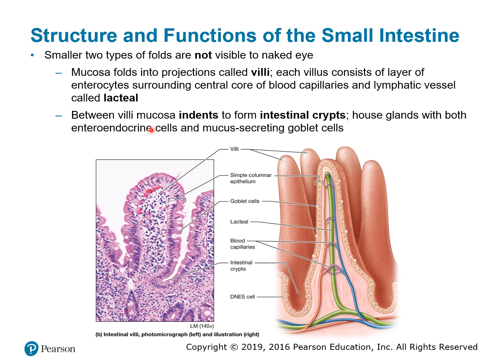Now, between the villi in the mucosa, there are indents called intestinal crypts, which are going to be these here, okay? And in these, you have both the endocrine cells, which are the regular cells that look more like a cube, and then you also have the mucus goblet cells, which are the ones that are circular around. Okay.